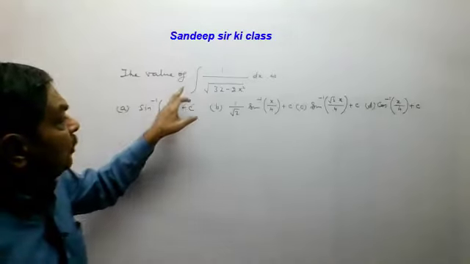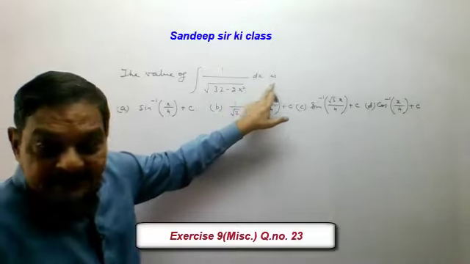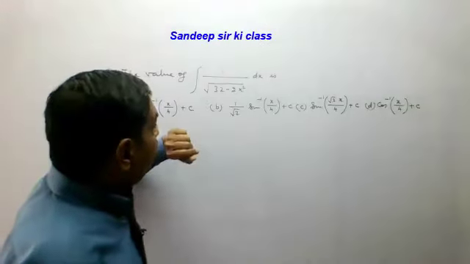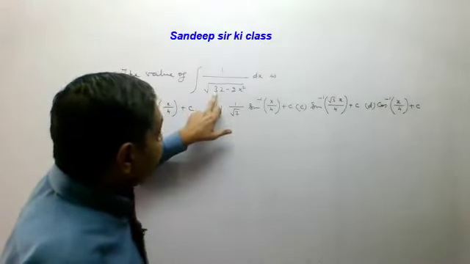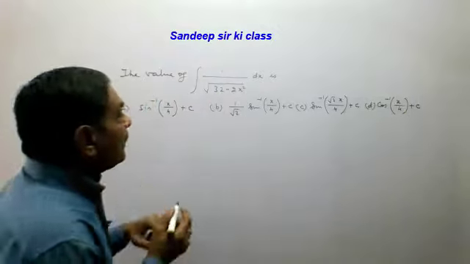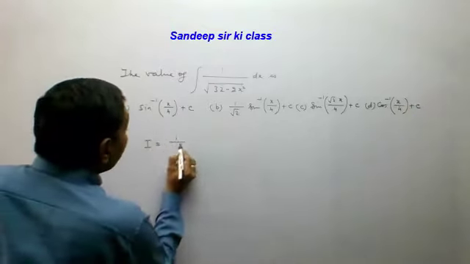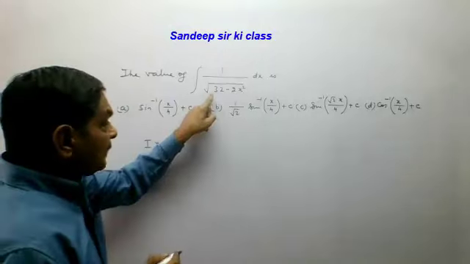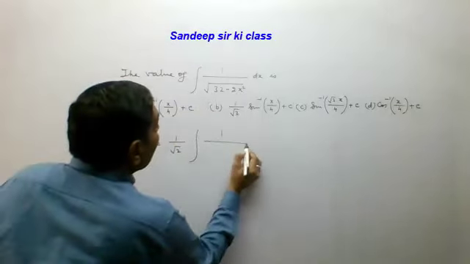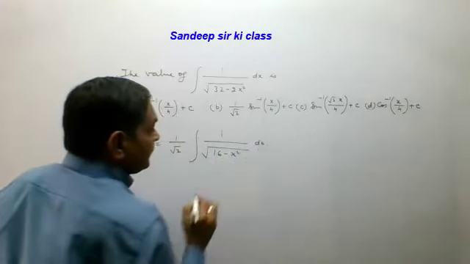Question: the value of integral 1 upon under root (32 minus 2x square) dx is. These are the four options given to us. In the denominator, we observe that the expression below the radical sign has 2 common. So first we take 2 as common. So the given integration I am writing as 1 upon root 2. If I take 2 common, then the root sign is already there. So 1 upon root 2, integral of 1 upon under root, here it will be 16 minus x square dx.